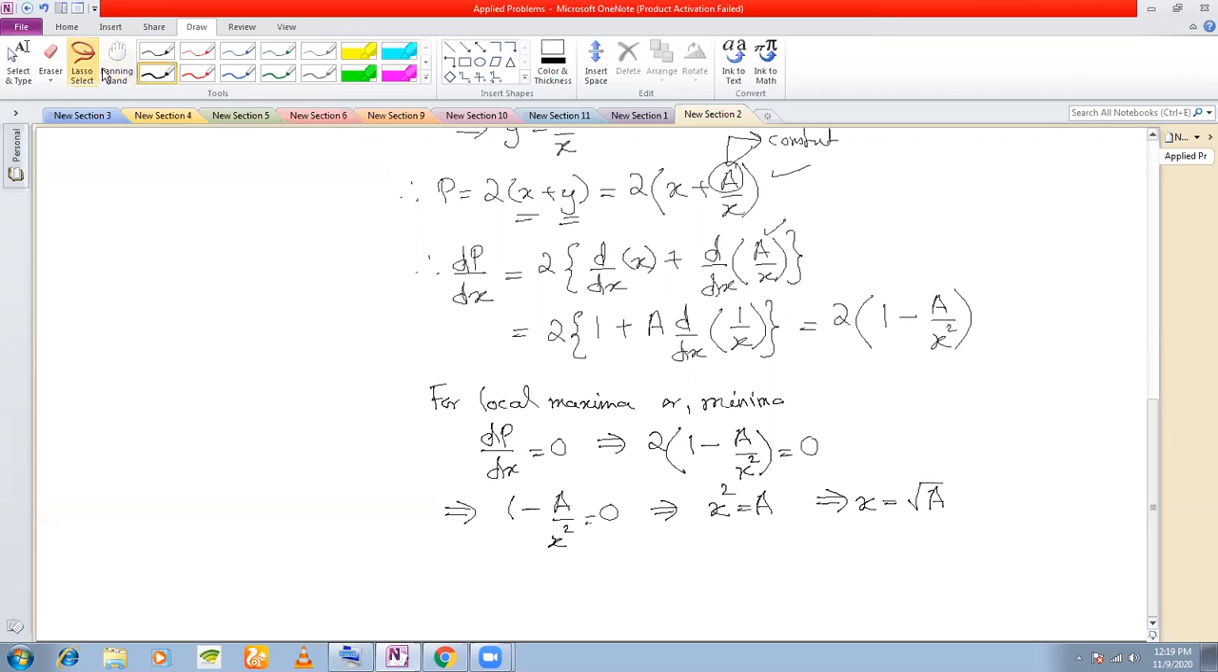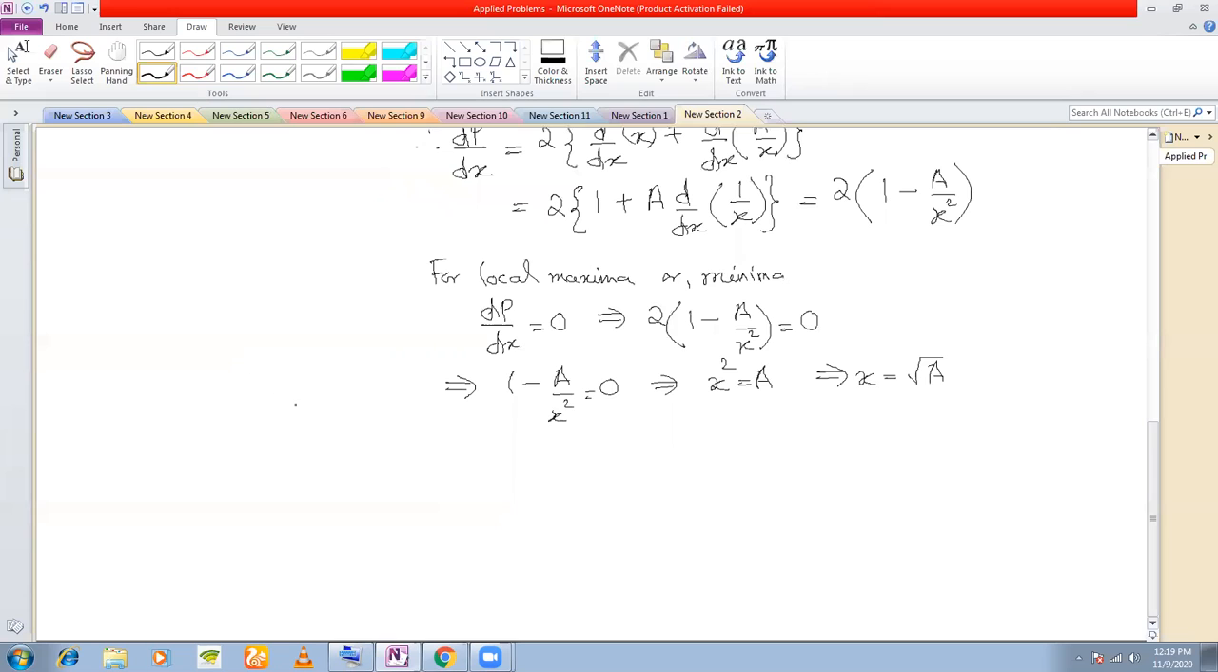Next, what we want to check is whether x equal to root a is a point of local minima or maxima. So we differentiate again. What is d2P/dx2? We differentiate this one. 2 times 0, since a is a constant, you can take it out of the differentiation. And the differentiation of minus 1 by x square is plus 2 by x cube. Right or wrong? So what are we getting? We are getting 4a by x cube.